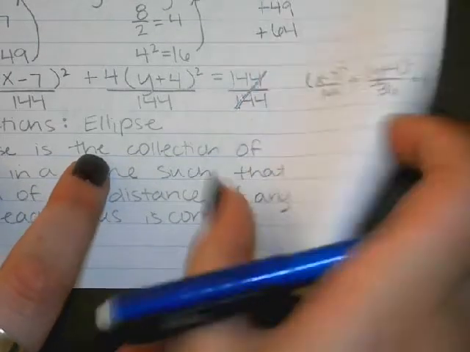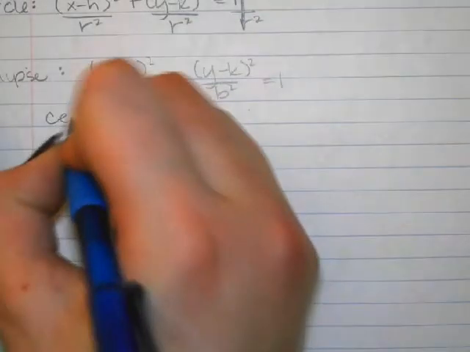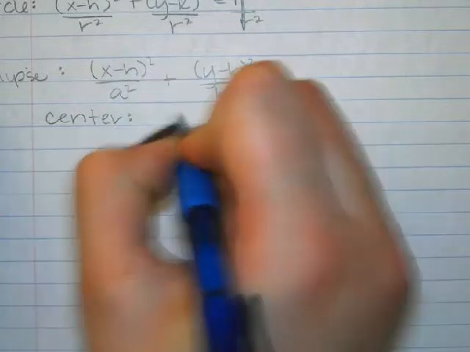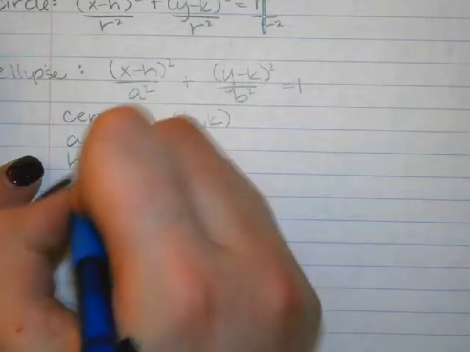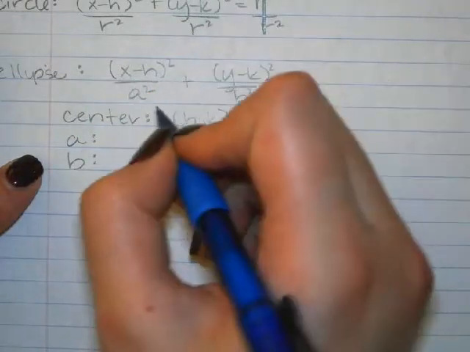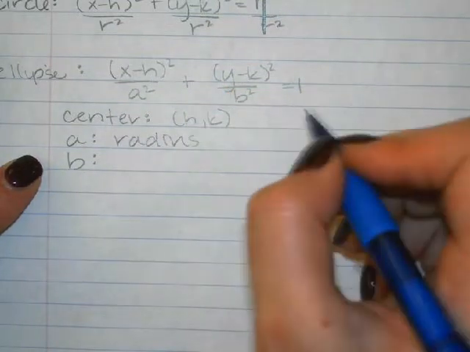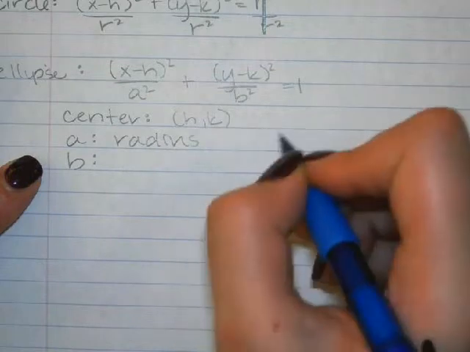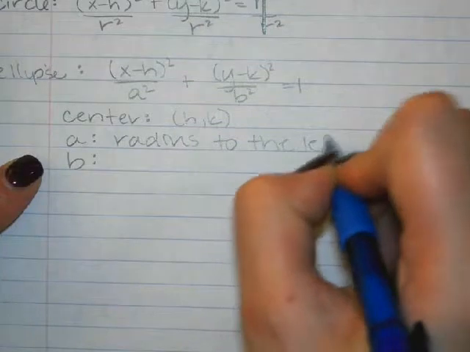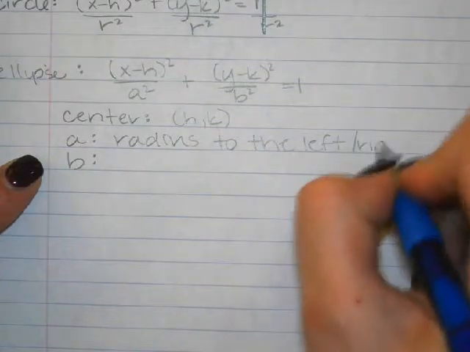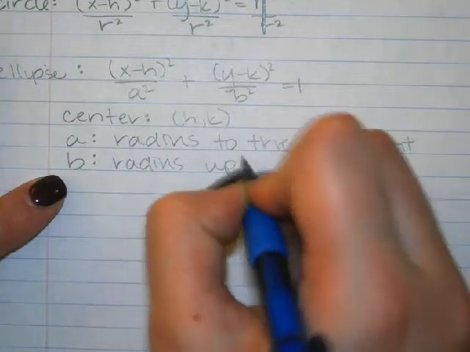All right, so on our paper, we're going to write that the center is still (h, k), but instead of having an r, we have an a and a b. The a you can think of as the radius to the left and right, although radius is technically not the right word because a radius implies it's the same all the way around. But radius to the left and right is the common sense way of thinking about it. And then the b value is the radius up or down.